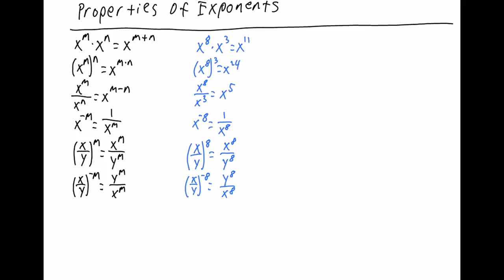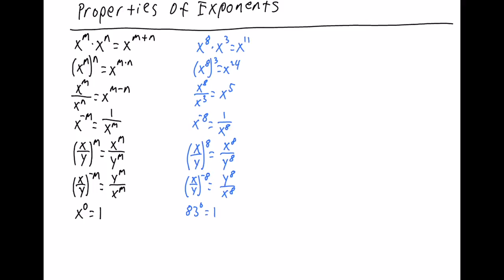If you raise a fraction to a negative exponent, that flips the fraction. It gives you the reciprocal. So if you take x over y and raise it to a negative exponent, it's like saying y to that exponent over x to that exponent. So you flip it and then raise each of them to the exponent. So if we have x over y to the negative 8, it's going to be y to the 8 over x to the 8.